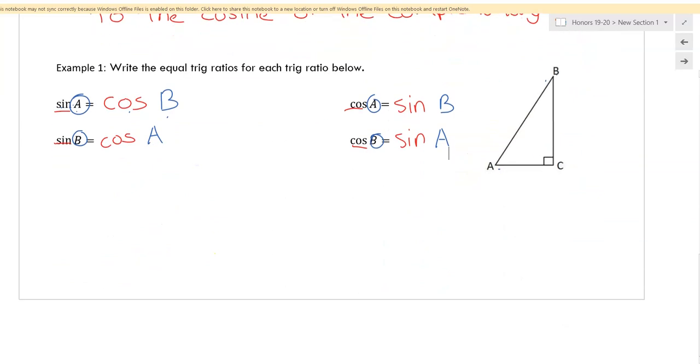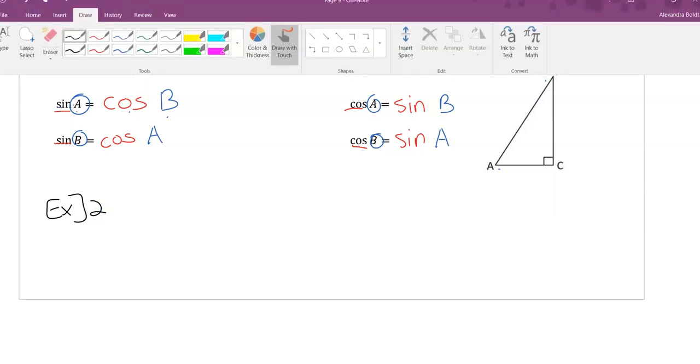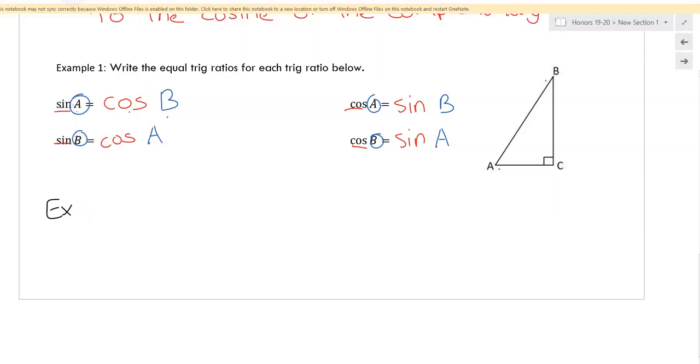I'm going to add in one more type of problem. Example 2. You might see something that looks like this: sine of 85 equals the cosine of x plus 5.